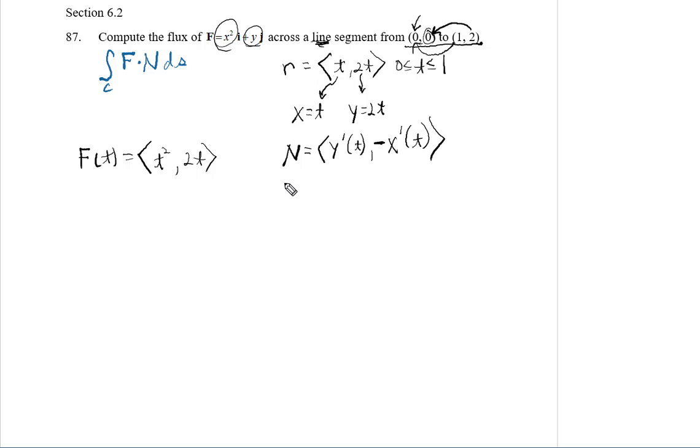So for our problem, y prime would be 2, x prime would be 1 with a negative on it. So there's our normal component.